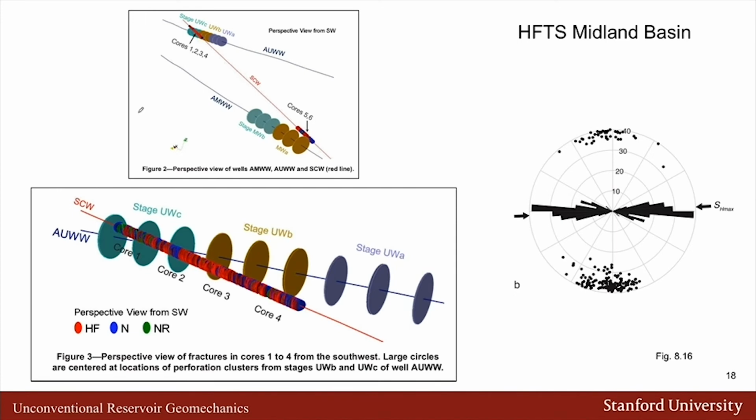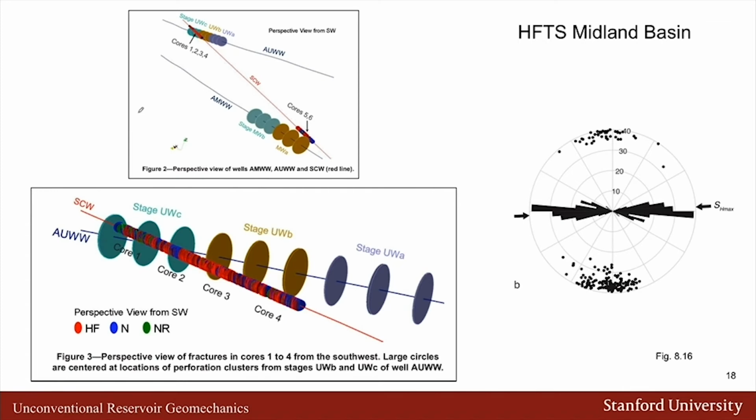HFTS, the Hydraulic Fracturing Test Site, involved a slant core well, which went across some stimulated wells. One well was in the upper Wolfcamp, and one well was in the lower Wolfcamp. You can see the stages indicated by the discs in the upper diagram, and then zooming in on the well in the upper Wolfcamp, one can see a representation of fractures that are in the core. And you see many, many hydraulic fractures in the core.